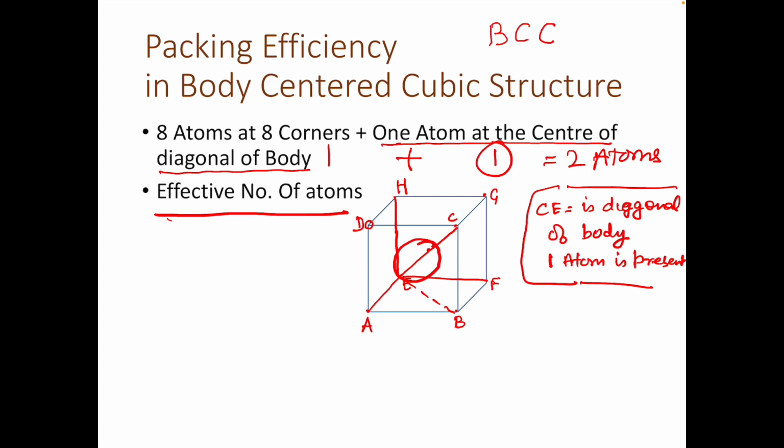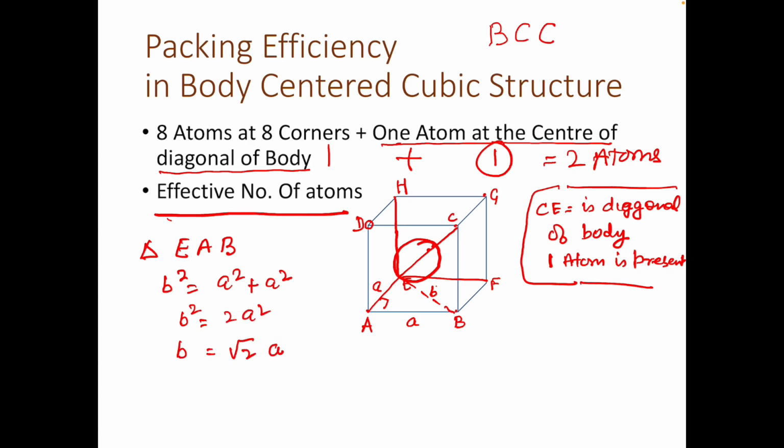And now we draw another, we take triangle EAB. Here angle A is 90 degrees. This is a right-angled triangle. So by Pythagoras theorem, if we take the hypotenuse as B, then B square is equal to A square plus A square, so B square is 2A square. B is equal to under root 2 A.